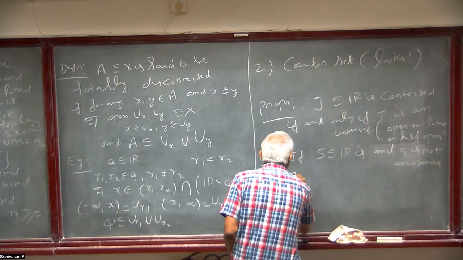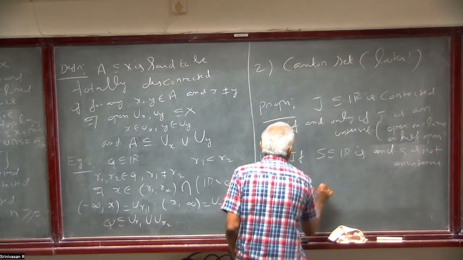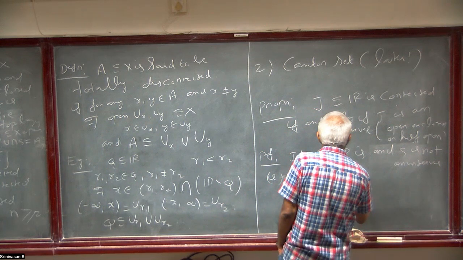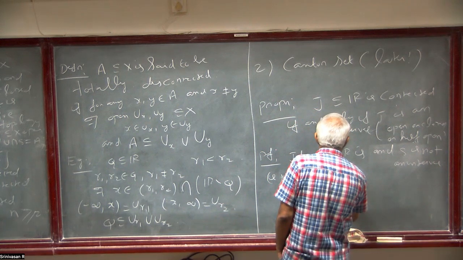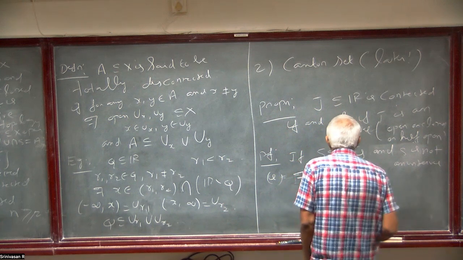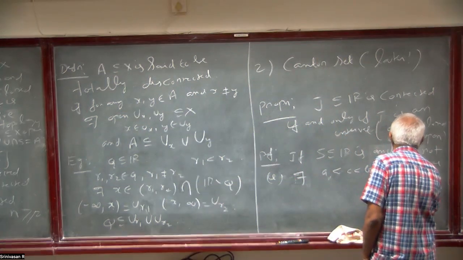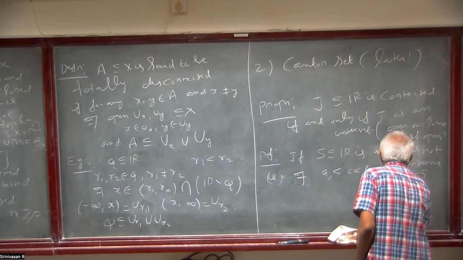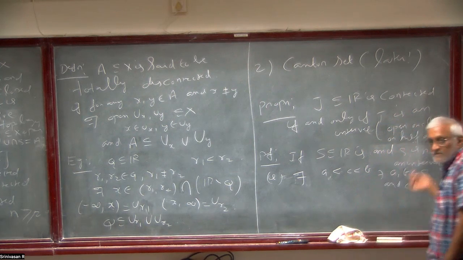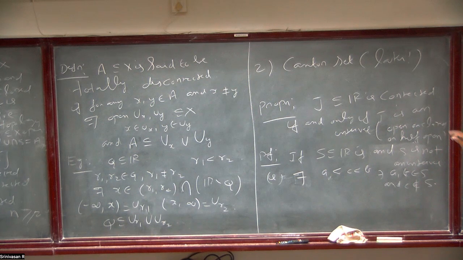That is, there exists A, B, there exists A less than C less than B, such that A and B are in S, and C is not in S. That's the negation of the definition of interval. The definition of interval is: if A and B are there, then anything between A, B should be there. So the definition of not an interval is this: A and B are in S, but there is some C between A and B which is not in S.